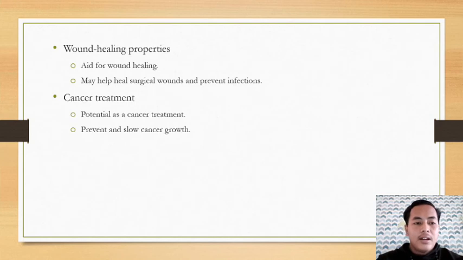After that, green medicine has the property of wound healing. This is proven as researchers studied green medicine as an aid for wound healing in the 1940s and the 1950s. And some of the studies suggested that green medicine may help heal surgical wounds and prevent infections.